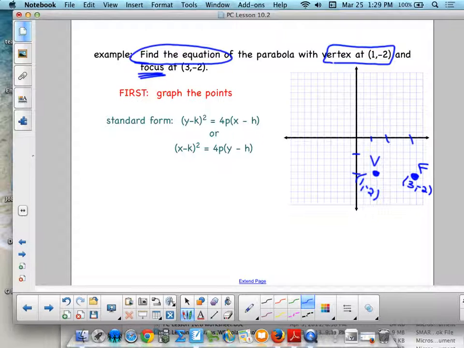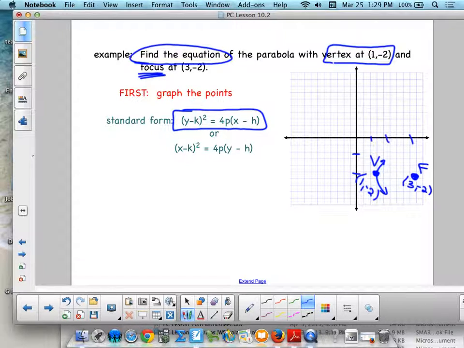Do you know which way the parabola goes? Right, left, up, down? Right. Yeah, it wraps around the focus. So it's going right. If it goes right, which equation am I going to work with up here? The first one, because it says y. I agree. This is the one we're going to work with. This one we don't care about.